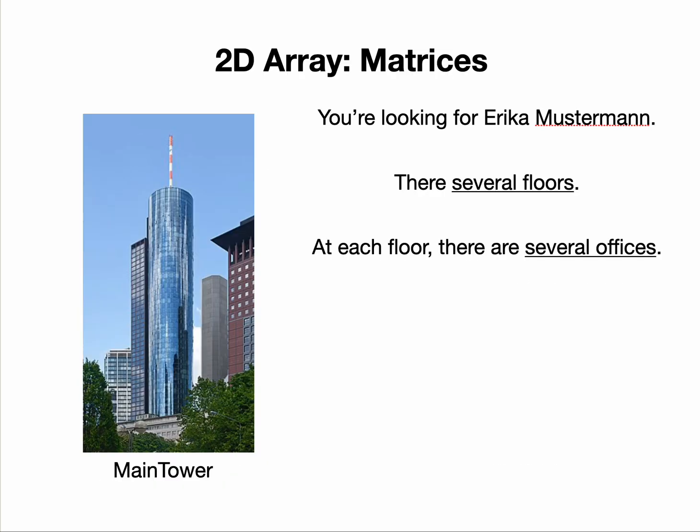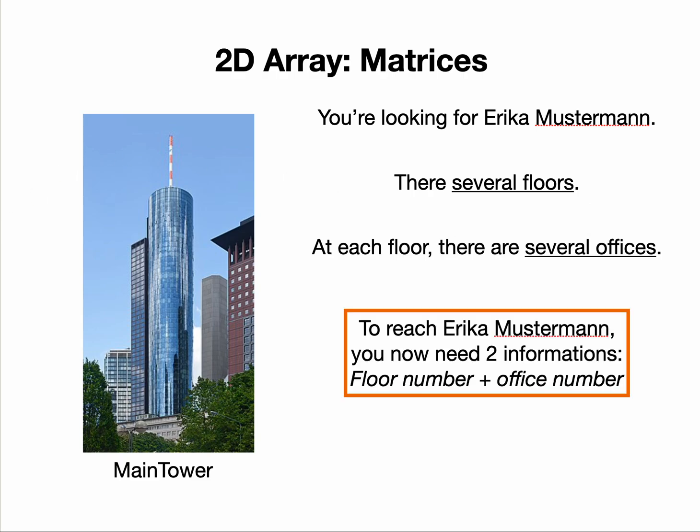So let's go back to the example of the Mine Tower. And we are still looking for someone inside the tower. We are looking for Erika Mustermann. There are several floors, but now we will consider the fact that at each floor there will be several offices. So in order to reach Erika Mustermann, we now need two pieces of information. We need a floor number and we need an office number. The floor number is going to be what we will call a row number, and the office number is going to be called a column number.